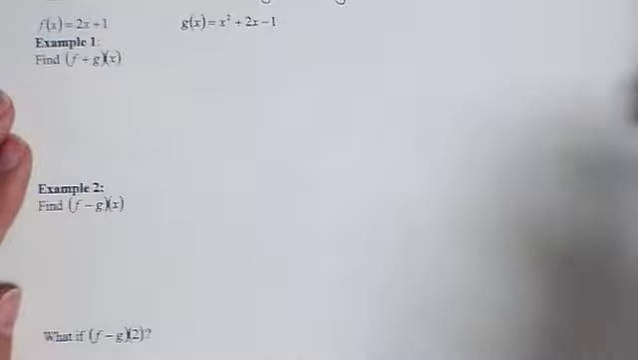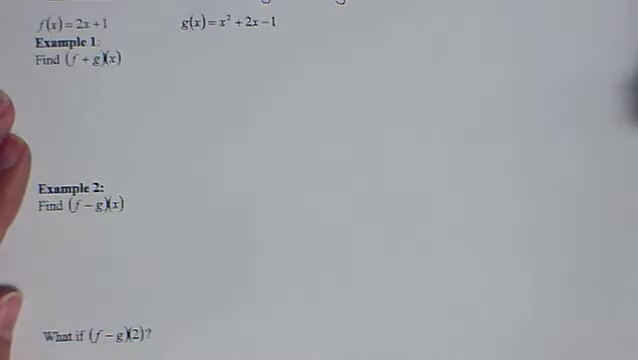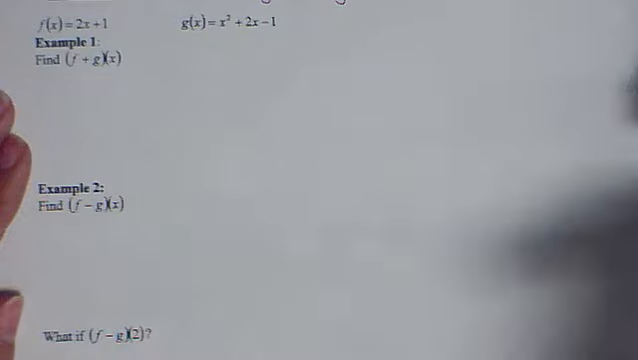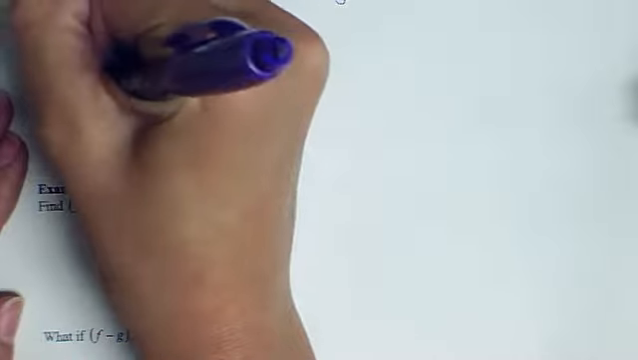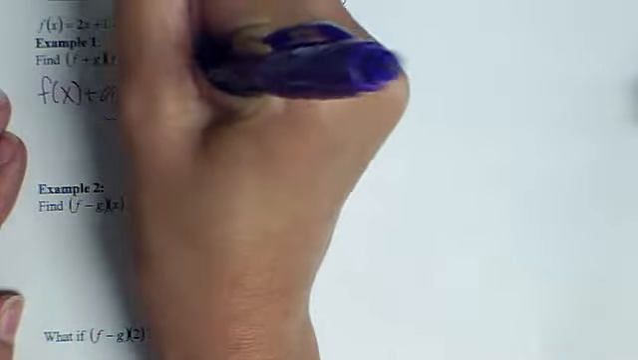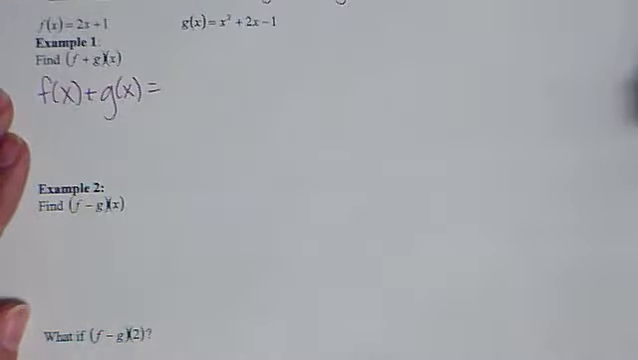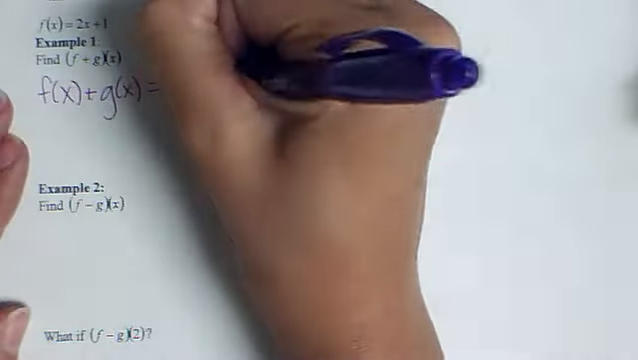The first example, we're going to use f of x equal to 2x plus 1, and g of x equal to x squared plus 2x minus 1. We want to find f plus g of x. So we're going to start by rewriting it as f of x plus g of x. And then we're going to replace the functions with what they are. So f of x is 2x plus 1.